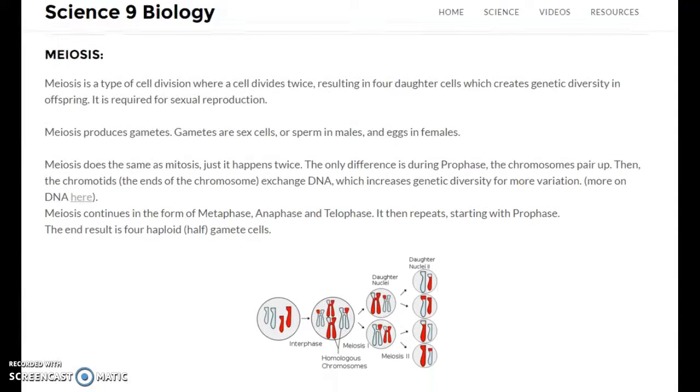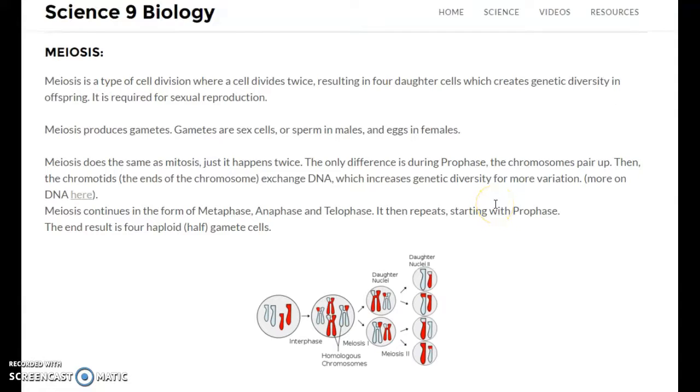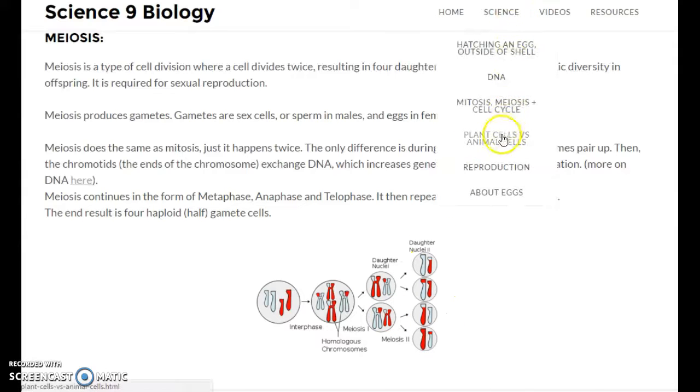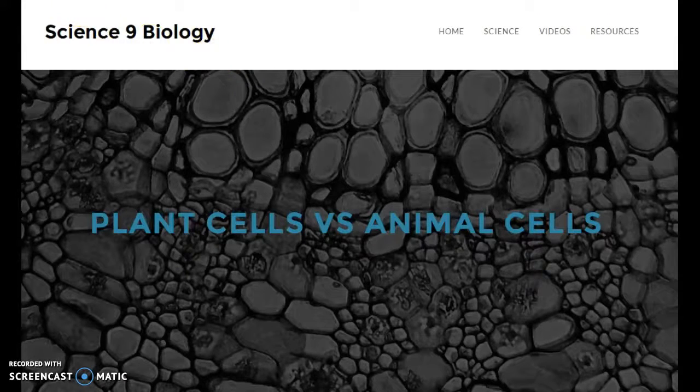Here we have meiosis, which is where the cell divides 2 times, so there's meiosis 1 and meiosis 2, and it talks about that and the differences between meiosis and mitosis. Here we have a diagram of meiosis 1 and meiosis 2 going on. Next is plant cells versus animal cells.